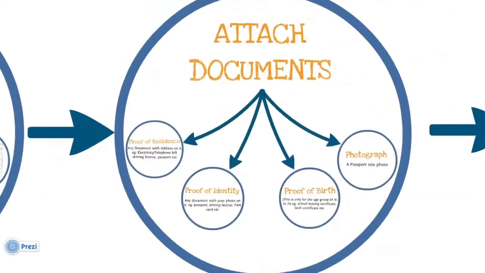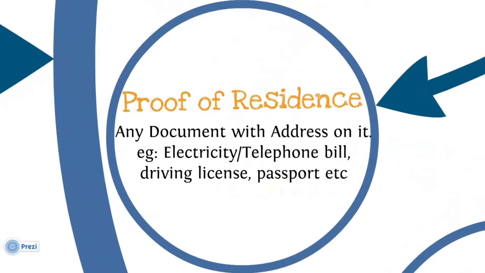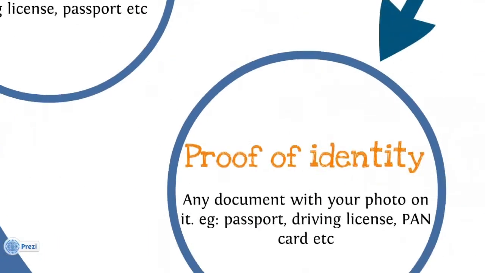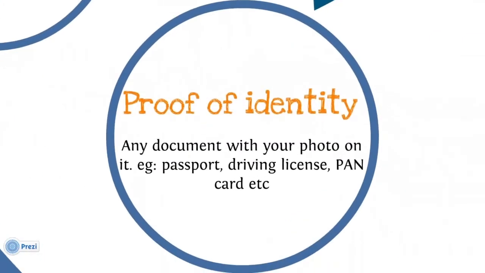Only 4 documents are needed. First is proof of residence. That could be your electricity or telephone bill, driving license or passport, etc. Second is proof of identity. Any legal document with your photo on it. Example, passport, driving license, PAN card, etc.